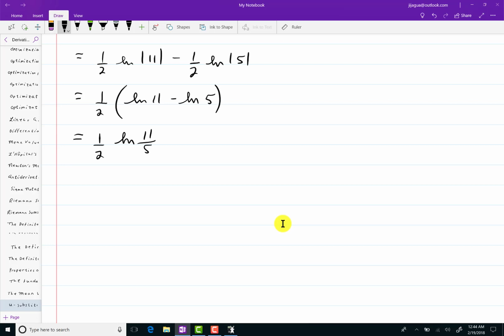And then if you wanted to even go further, you could. One of the things you could do is take the 1/2 and make it a power on that. So if you wanted to, you could write a very compact natural log absolute value of 11 over 5 for your final answer if you would like to.